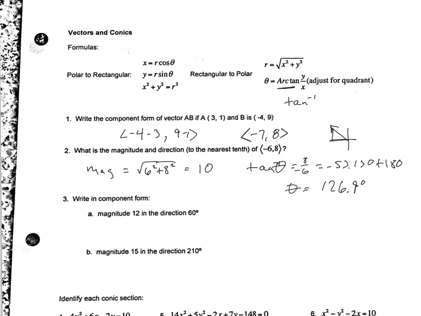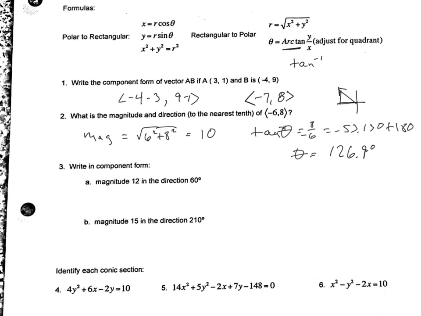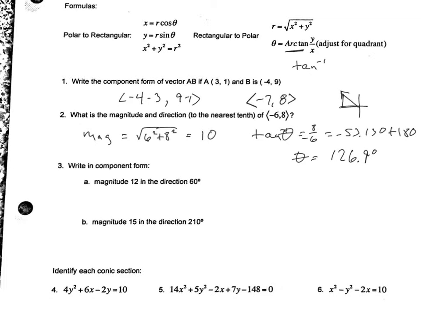Now component form. You're not really given this formula. You are given the parts though. That's what x equals r cosine theta. So x is equal to 12 cosine 60, and then y is equal to 12 sine 60. This is on the unit circle, so decimals is not really a thing. The cosine of 60 is of course 1/2, and the sine of 60 is radical 3 over 2.